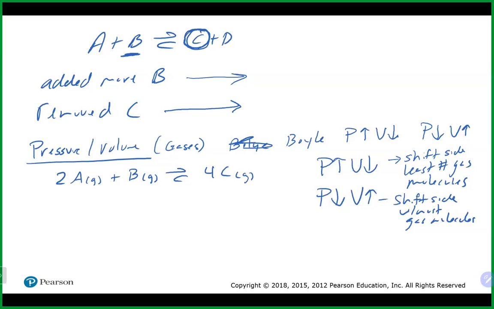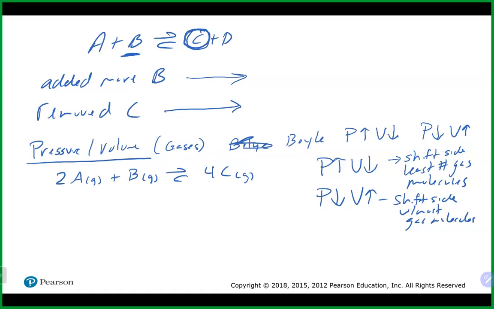And that's because basically what happens is the pressure starts to drop in this bigger volume. So in order to bring the pressure back up in a bigger volume, you need more gas molecules. So pressure and volume, a good way to remember it is by the volume. Small volume, less gas molecules. Bigger volume, more gas molecules.